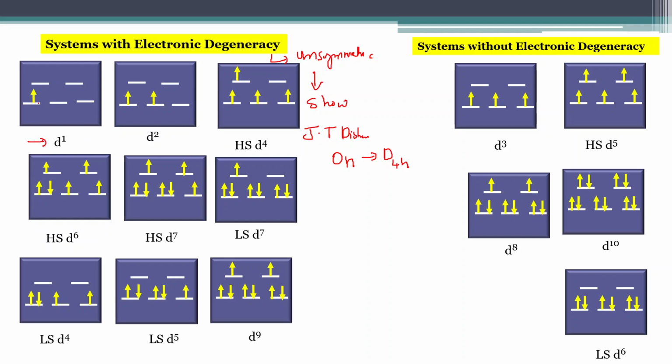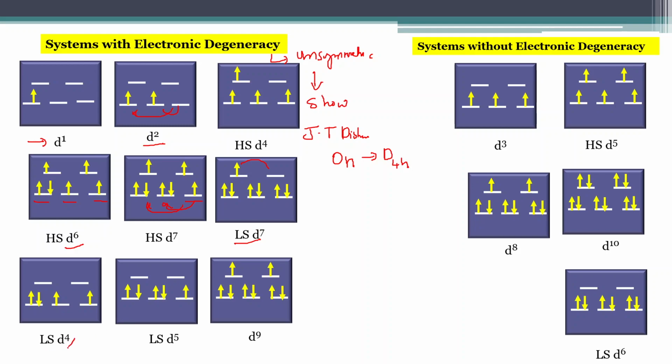In systems like d1, we can see the 3 electrons can arrange in 3 different manners. Or in the d2 configuration, the vacancy can be arranged here or here or here, in 3 different ways. Or in the d4 high spin configuration, the electron can be here or here. In the high spin d6 configuration, the paired electron can occupy the first orbital, second or third. Likewise, in the d7 high spin, the unpaired electron can be here or here or here. And in d7, the electron can be here or here in the low spin configuration.